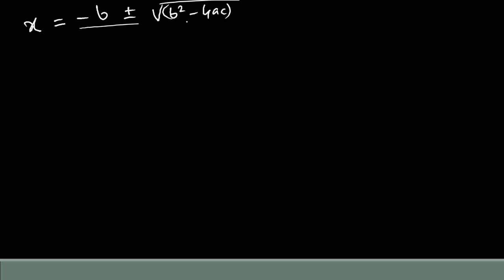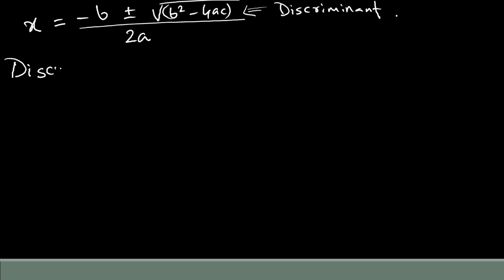4ac by 2a. Now whatever is inside the square root, that is b square minus 4ac, is called the discriminant. We will refer to this discriminant as D. D equals b square minus 4ac. This is called the discriminant.